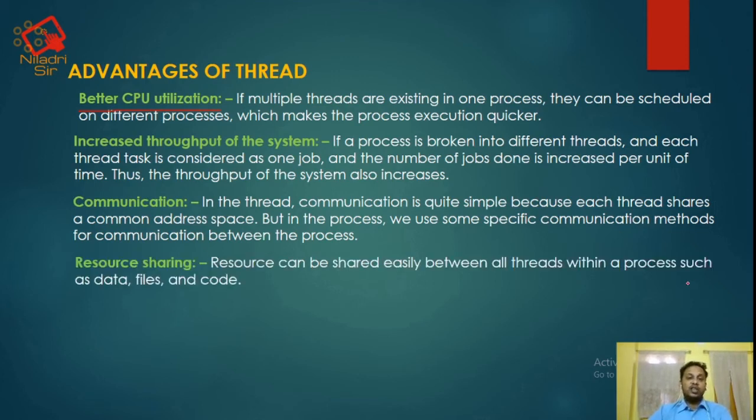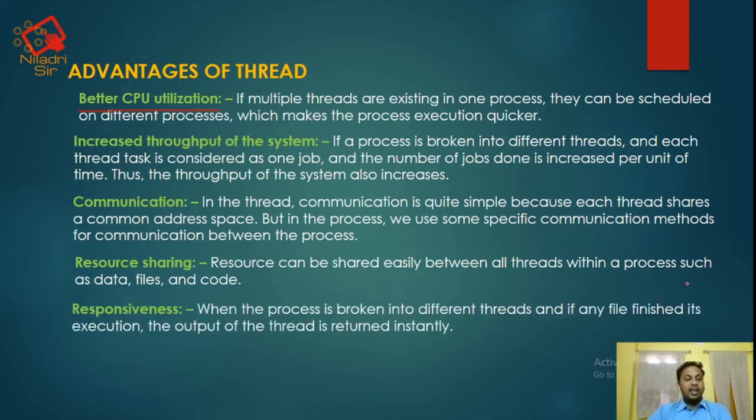The next point is resource sharing. Resources can be shared easily between all threads within a process, such as data, files, and code. The next point is responsiveness. When the process is broken into different threads, and if any thread finishes its execution, the output of the thread is returned instantly. So I am again saying what the advantages of threads are.